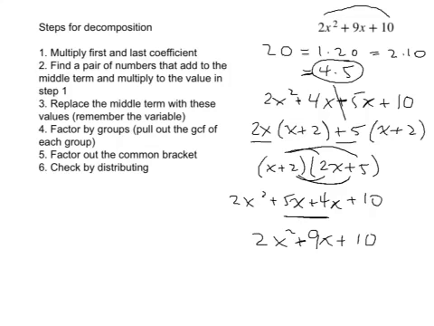Those are detailed steps. Often with a little bit of practice you can go a lot faster, but those are the detailed steps involved in factoring trinomials with a leading coefficient greater than 1 without using a model.